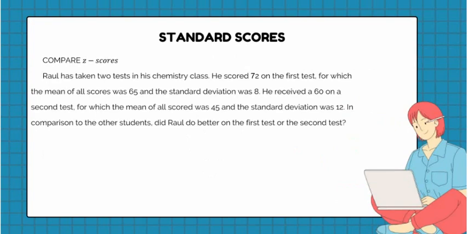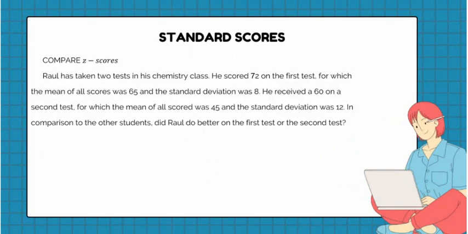I think this is still the same scenario. Basically, this is going to be determining the z-score or the standard score, and based on the standard score, you have to see through in which test she excelled.